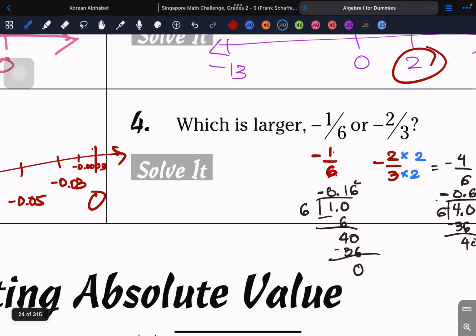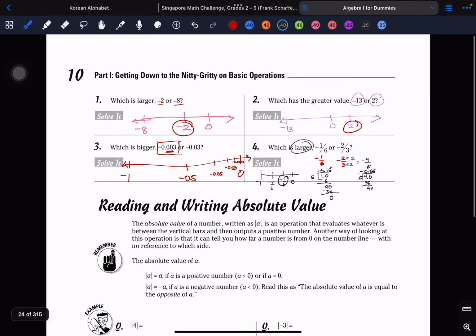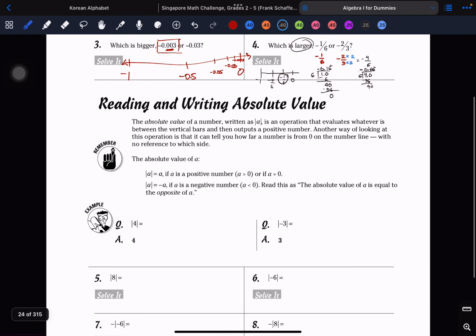So, ibig sabihin, ito si 0. Ito si negative 1/6. Tapos, nandito si negative 4/6. Tapos, nandito si negative 1. Ang larger natin ay si negative 1/6. Malinaw. Okay.